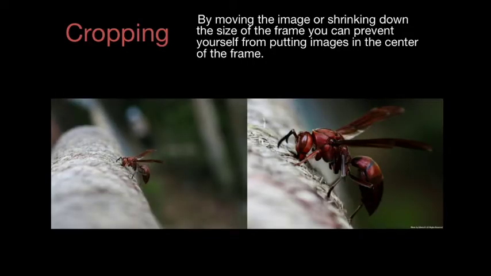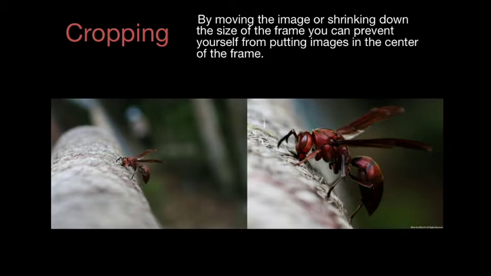Another compositional device that you can easily use is called cropping. And this is by moving an image or shrinking down the size of your frame to help prevent putting it in the center. It also is a way to give more focus and interest to what your main subject is.